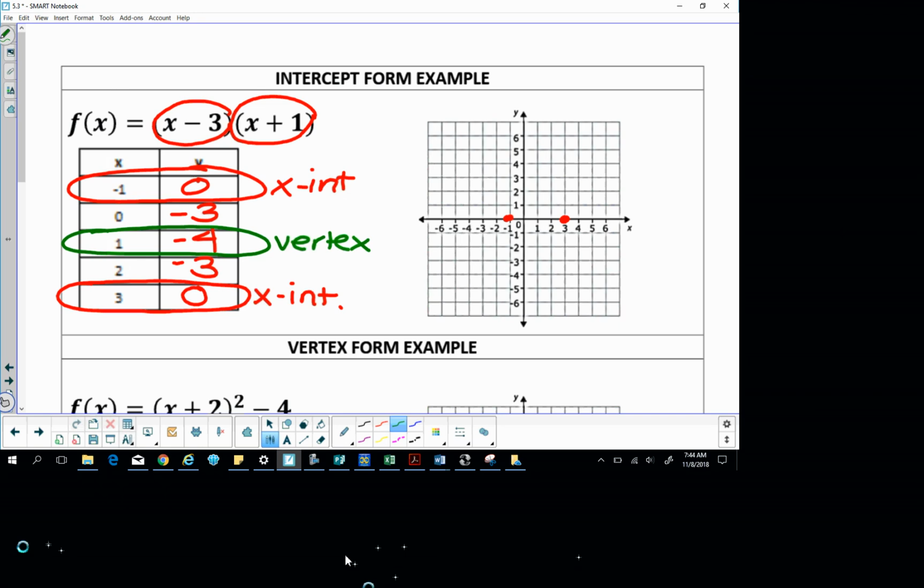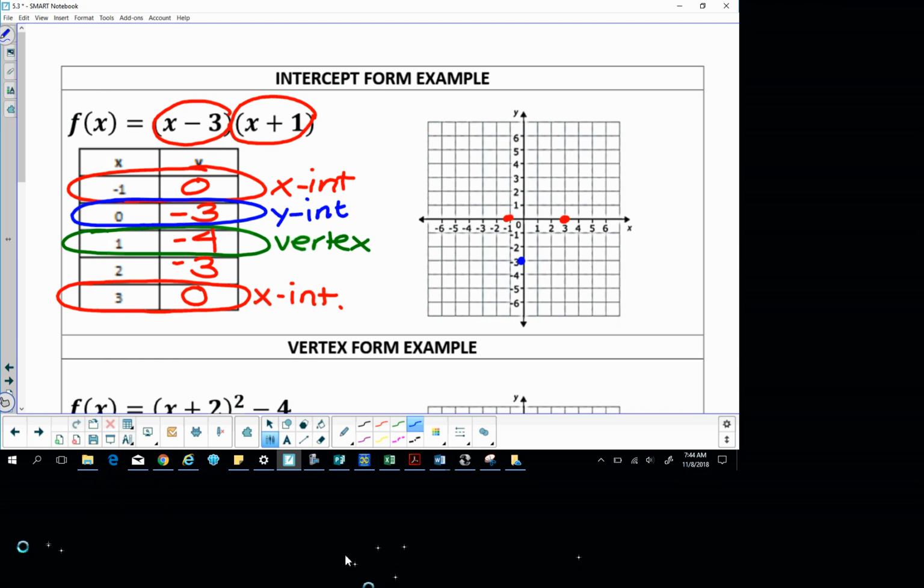Who can raise their hand and tell me the y-intercept on this table for brain fun? Here, you want to give it a try? No? Jalen? 0, -3. Because when your x is 0, that's your y-intercept. So now go ahead and graph it.